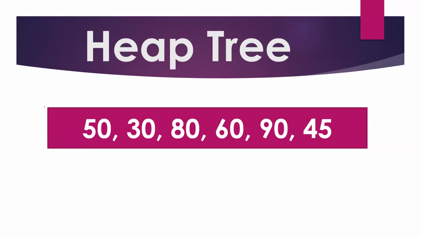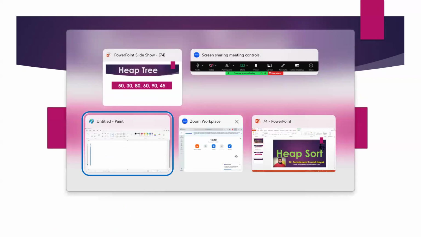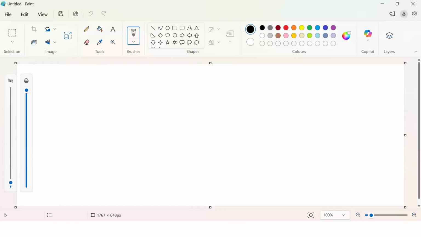These are some values. We have to apply heap sort to these values: 50, 30, 80, 60, 90 and 45. Let us do it step by step. In step one, what are we going to do? We have to build one tree known as a heap tree.